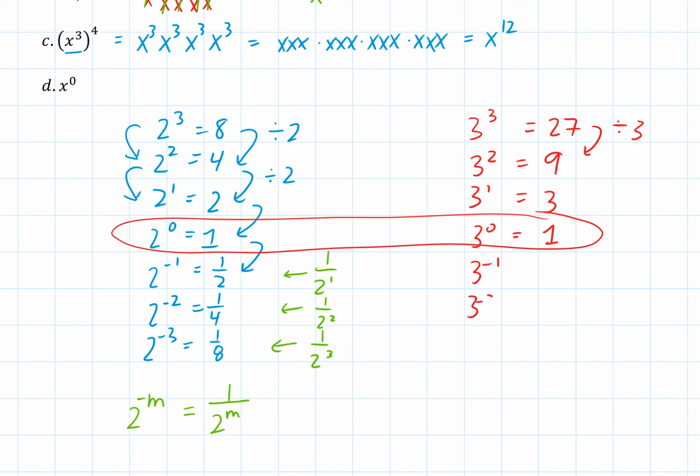And let's take a look further at these negative exponents. If we keep dividing by 3, we get a third, and then a ninth, and then 1/27th. So yes, indeed, 3 to the negative 3 is the same thing as 1 over 3 cubed, in the same way that 3 to the negative 2 is the same thing as 1 over 3 squared.